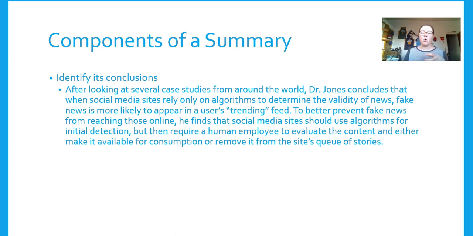So building off of our example that we've been developing over the past few slides, we might say something like, in a conclusion section, after looking at several case studies from around the world, Dr. Jones concludes that when social media sites rely only on algorithms to determine the validity of news, fake news is more likely to appear in a user's trending feed. To better prevent fake news from reaching those online, he finds that social media sites should use algorithms for initial detection, but then require a human employee to evaluate the content and either make it available for consumption or remove it from the site's queue of stories.